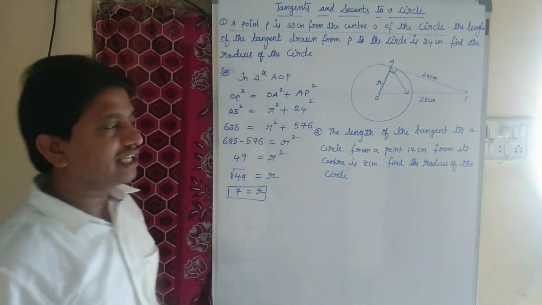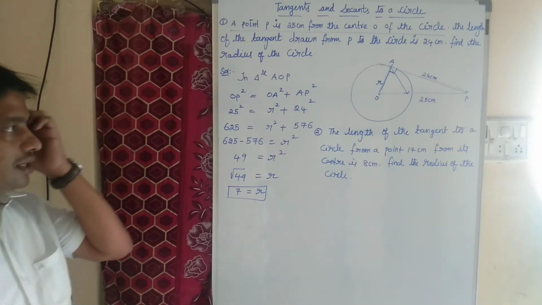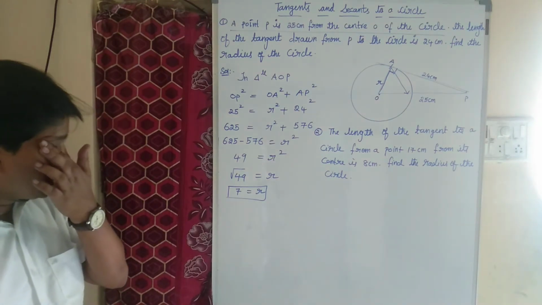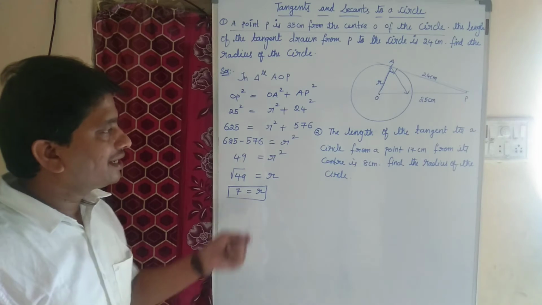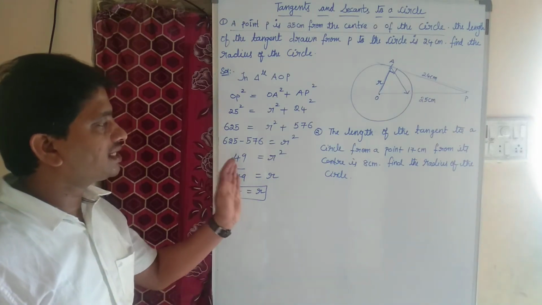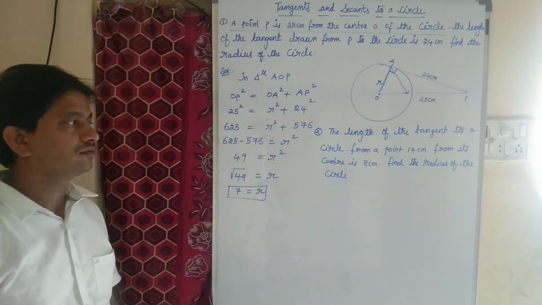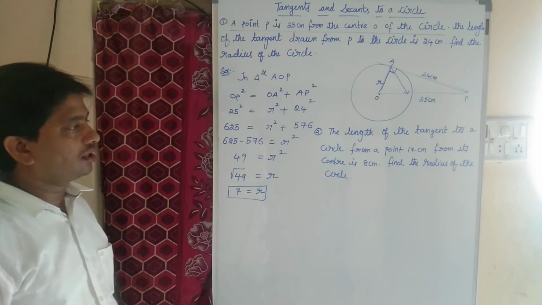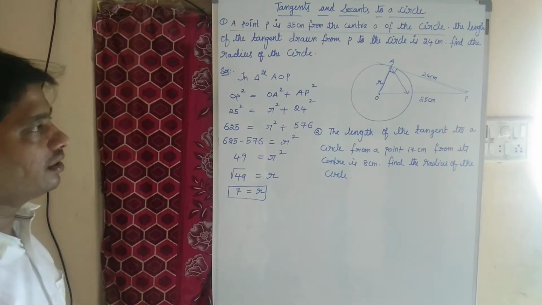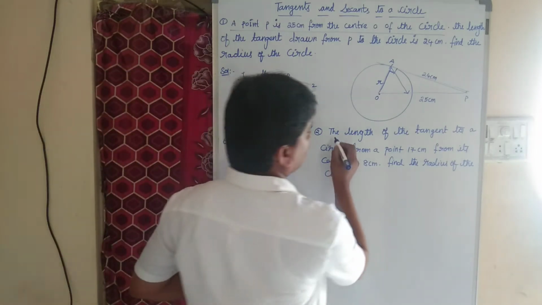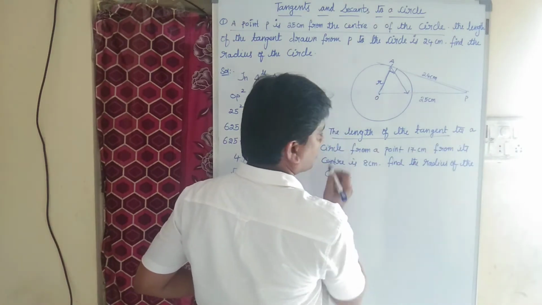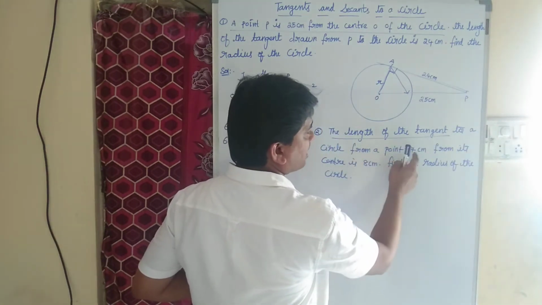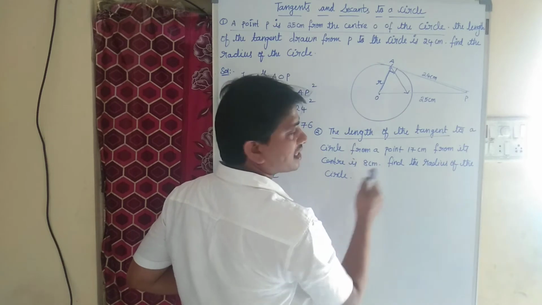See children, the same similar manner question. The length of the tangent to a circle from a point 17 centimeter from its center is 8 centimeter. Okay. So what is the distance between center to a point, which is equal to length of the tangent to a circle from a point 17 centimeter from its center is 8 centimeter.